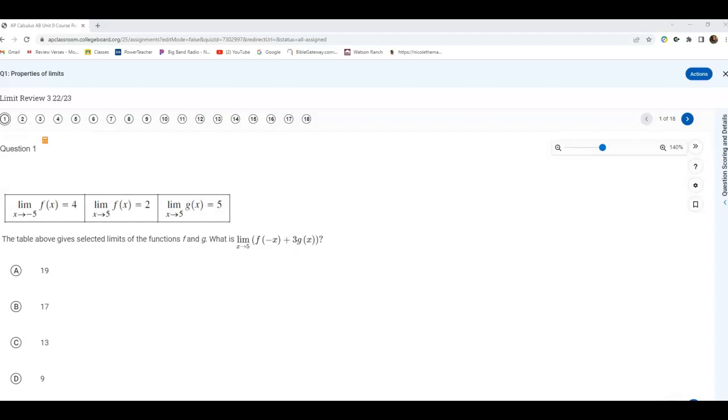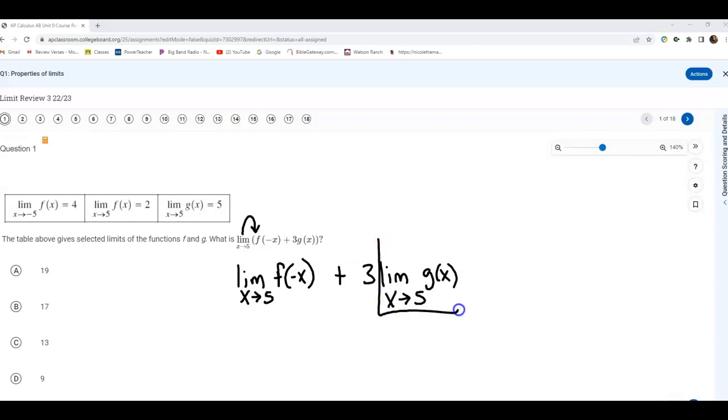So basically, if you're taking the limit of an expression, you can just apply the limit to each thing that's being added. Constants can be taken out of the limits. Now, the limit of g of x as x approaches 5 is apparently equal to 5. So this is basically just 3 times 5.